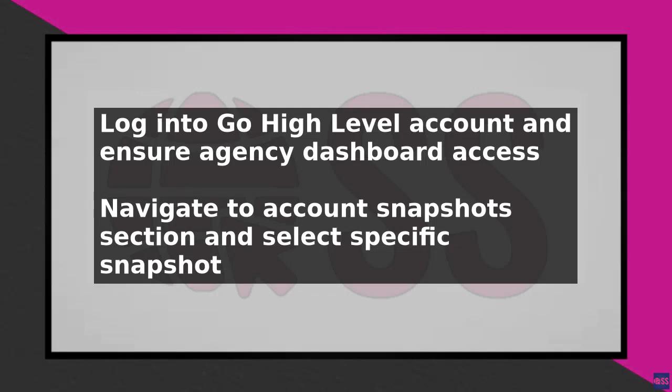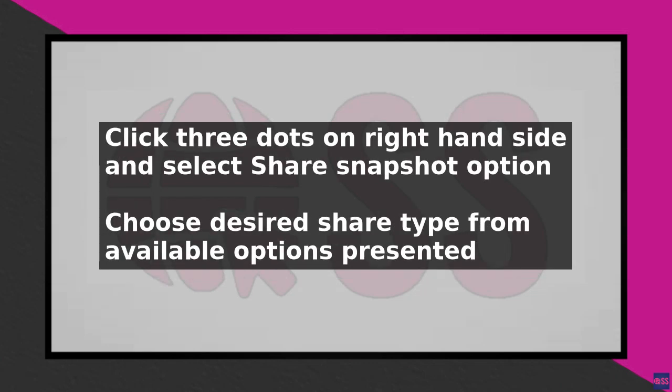To export a snapshot in GoHighLevel, start by logging into your account and ensuring you are in the agency dashboard, not a sub-account. From there, navigate to the Account Snapshots section and select the specific snapshot you wish to share. Once chosen, click the three dots on the right-hand side.